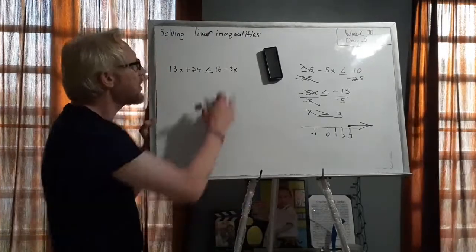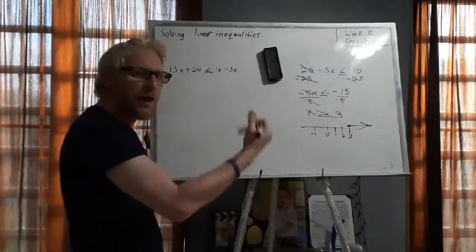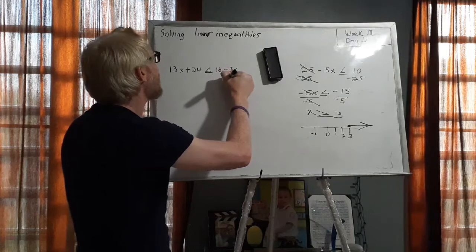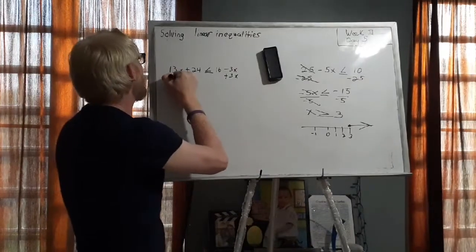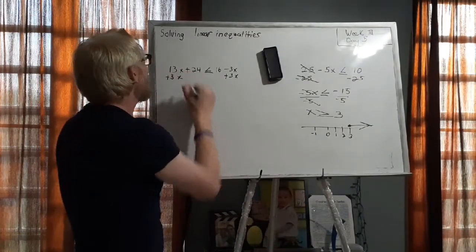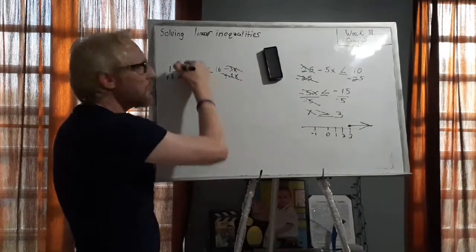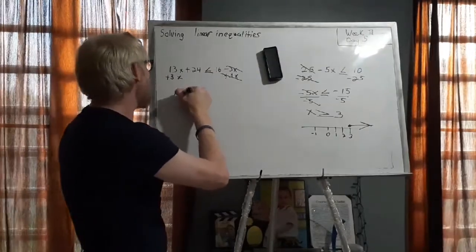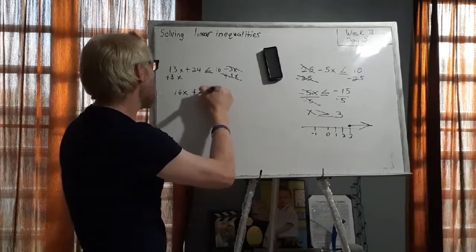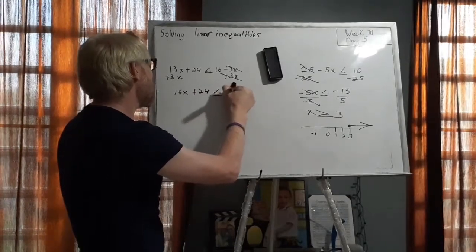What you're going to do is first get rid of the 3x. And if it's minus 3x, I'm going to add 3x. Okay? And I'm going to add 3x on this side. So this is going to cancel out. 13 plus 3 is 16, so that means 16x plus 24 is less than or equal to 16.